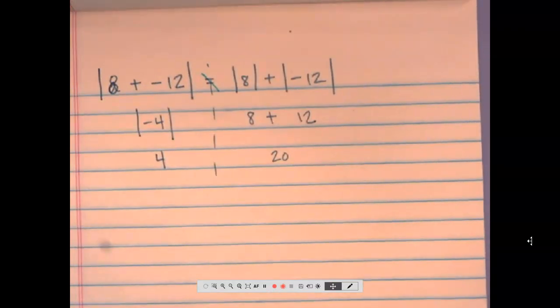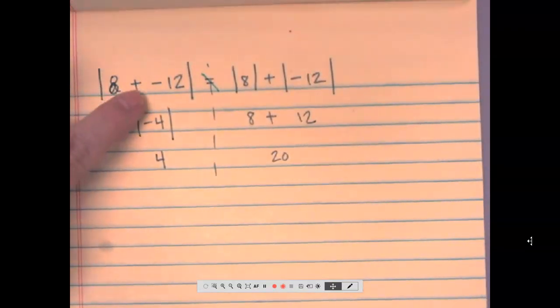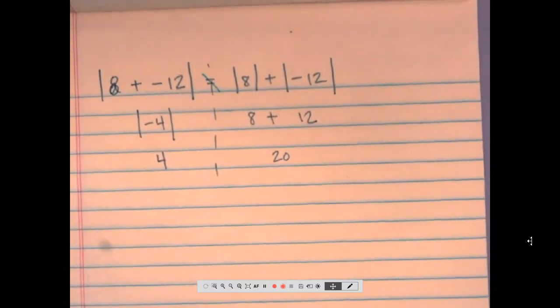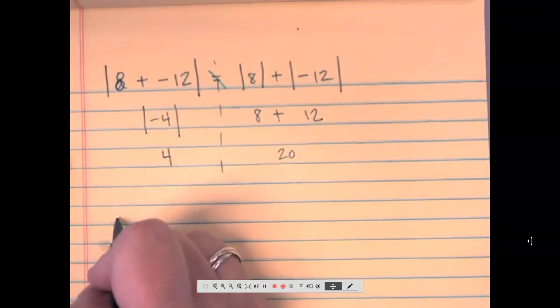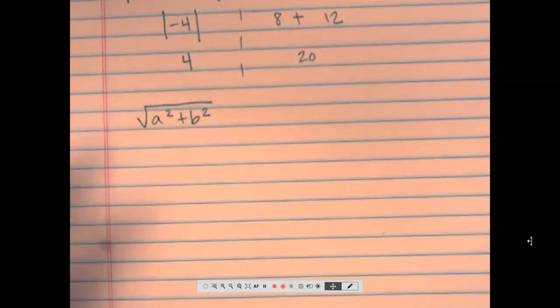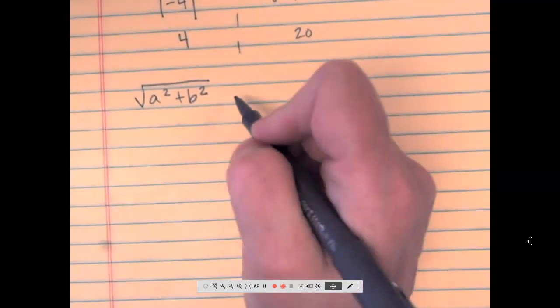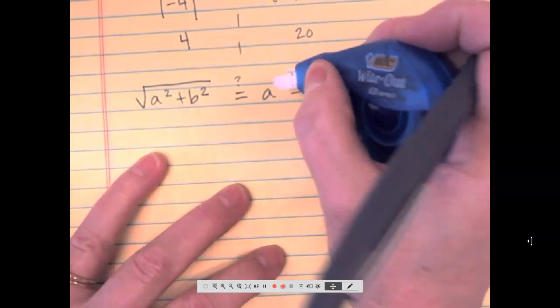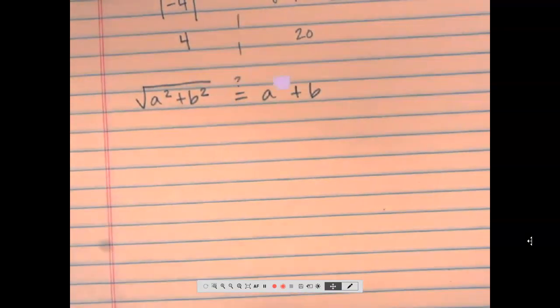Okay, so even though we can split that apart if it's multiplication, we cannot do so with addition. Okay, here is a huge mistake that a lot of people make. Very common mistake. Can the square root of a squared plus b squared be simplified? Is that a plus b?